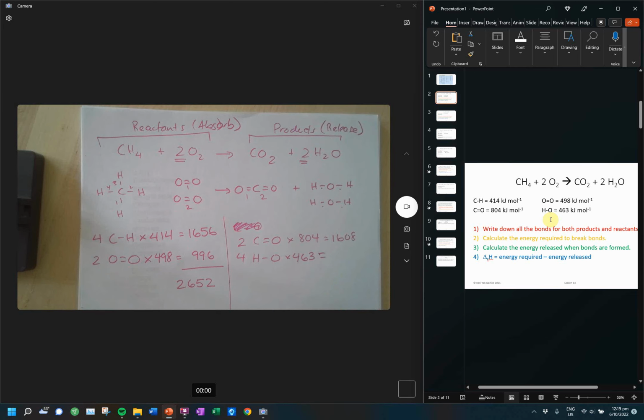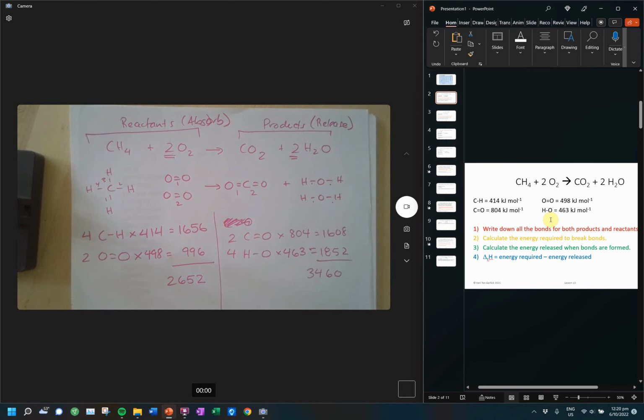And I multiply that together and I get 1852. And again, we add those 2 numbers together to figure out my energy released, which is 0.3460. So that's how I've done those first two, or those three steps.